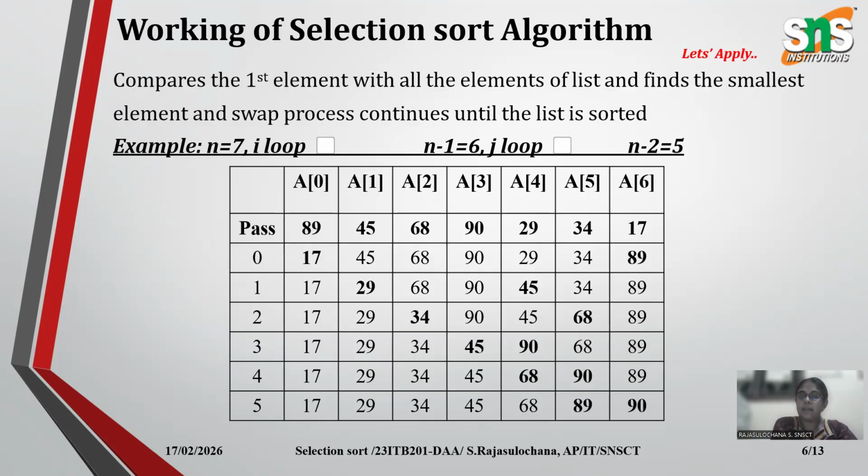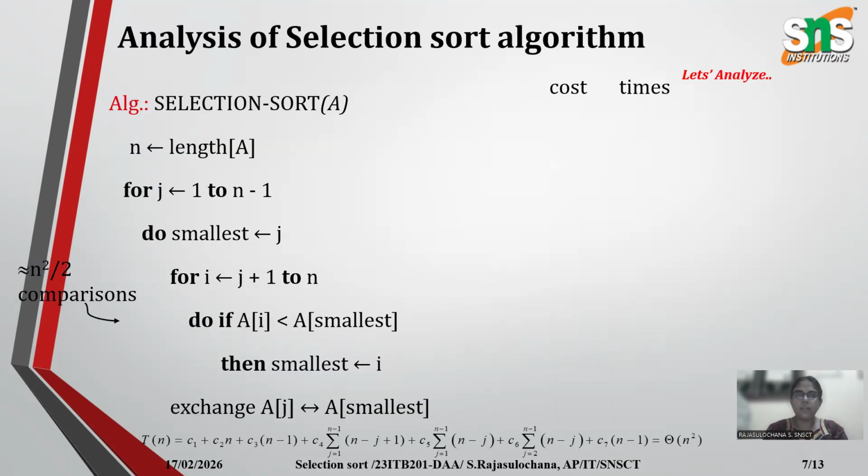And in the next pass, 90 is chosen as minimum, and in the remaining values, 45 is minimum and 45 is less than 90, so they are swapped. In the next step, again 90 is chosen as minimum, and in the remaining values, 68 is lower and it is less than 90, so they are swapped. In the next, we have only two elements, 90 and 89. 89 is less than 90, so those two are swapped. So at the end, the values are in sorted order.